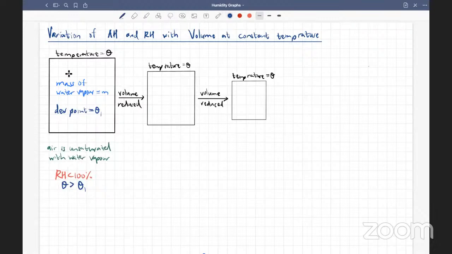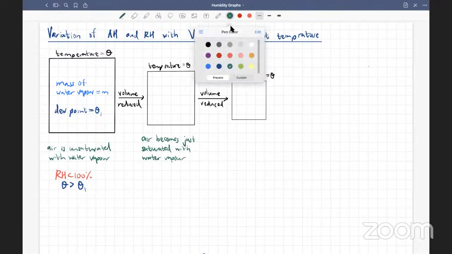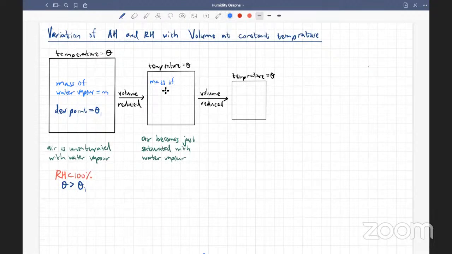So as you keep reducing the volume, at one point, what happens? Air becomes just saturated with water vapor. And at that point, what will be the mass of water vapor, guys? Still, it will be the same, no? Mass of water vapor will still remain the same. It will be m, no change.